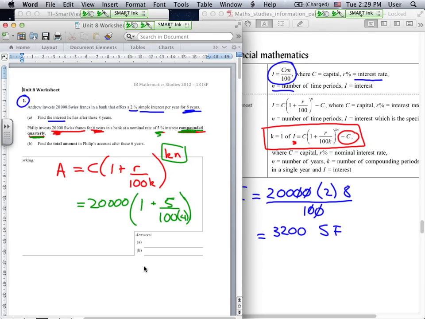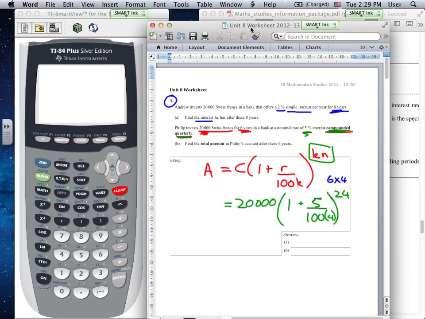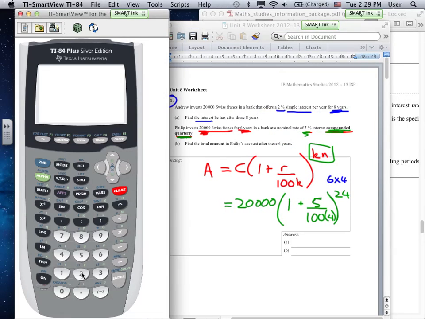But here we get KN. It's actually not going to be over 6 time periods, but it's going to be over 24 time periods, the 6 times the 4 there. And so we'll have that. So we need to calculate that. So if I just bring that in here, we're going to get 20,000 times by a bracket 1 plus the 5 divided by the 400, close bracket, and then that's all raised to the power of 24.